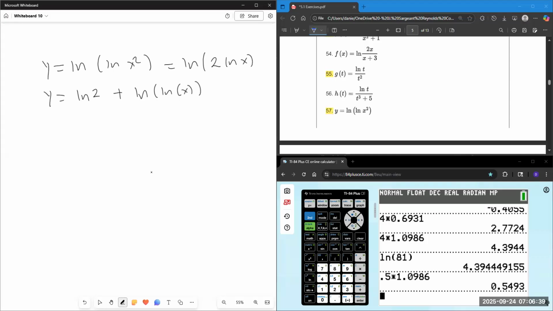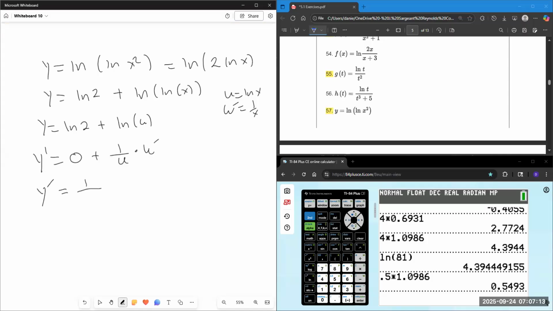So u is equal to ln of x. U prime is 1 over x. So y is equal to ln of 2 plus ln of u. Y prime is 0 plus 1 over u times u prime. So y prime is equal to 1 over u times u prime, which is 1 over x ln of x.